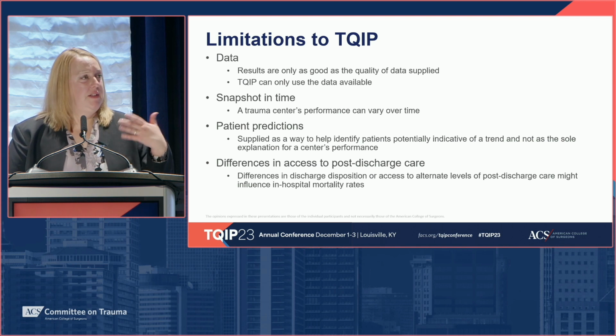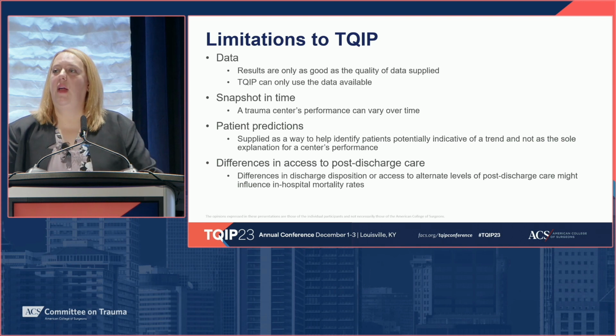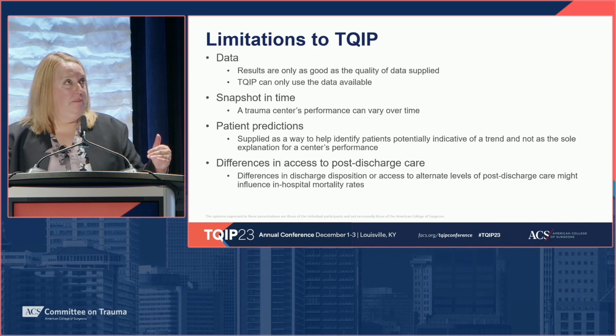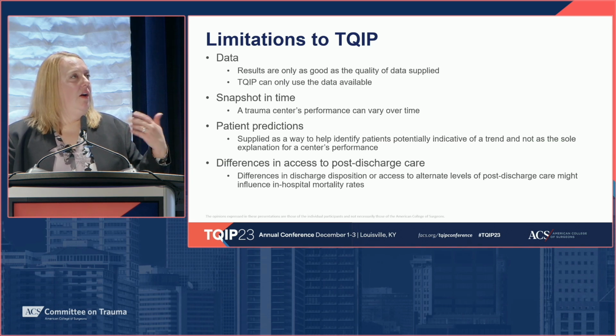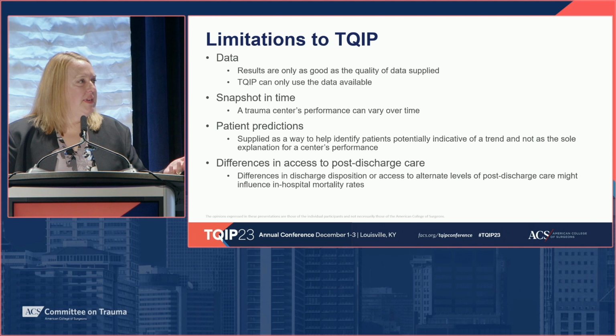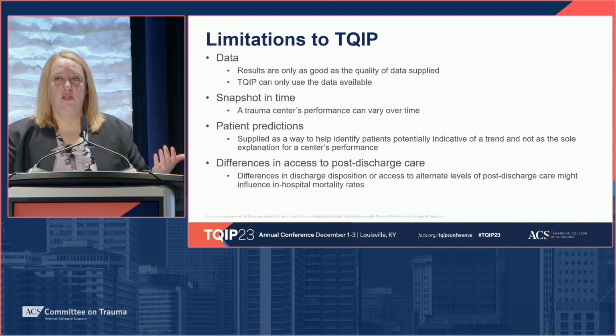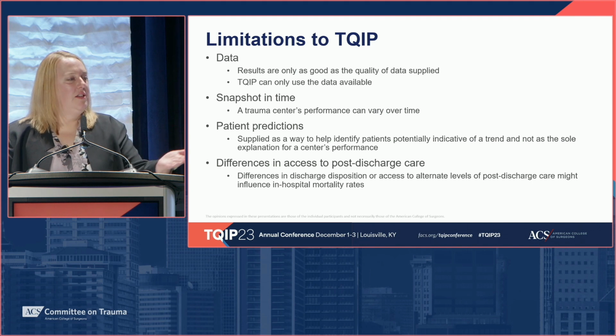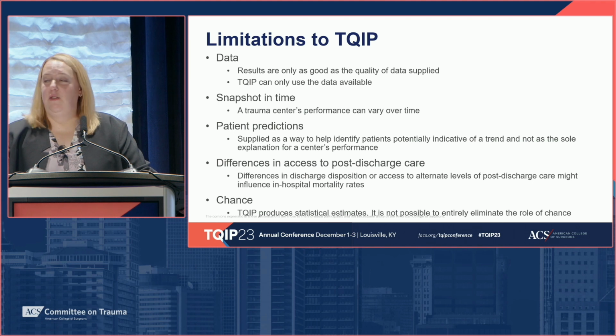There was a question in the session this morning about how we use discharge to hospice, how we define those for mortality, and we do define those as a mortal patient, and we do that because those patients are assumed to have died, and we're trying to allay some of this bullet point right here. And there's chance. We do deal in a world of statistical estimates, and as hard as we try, it's not possible to entirely eliminate the role of chance.